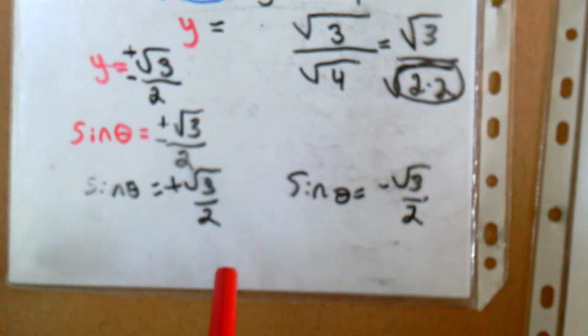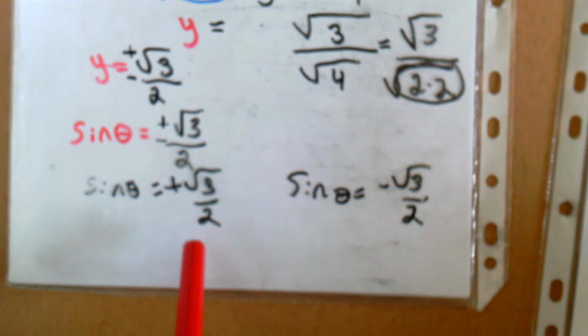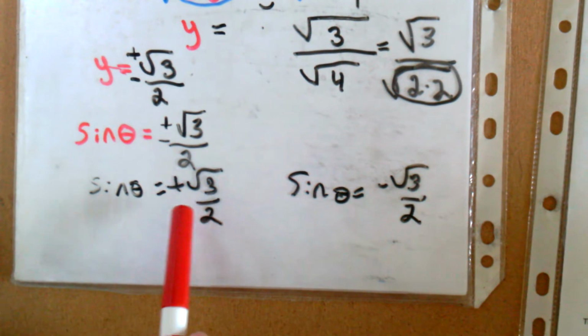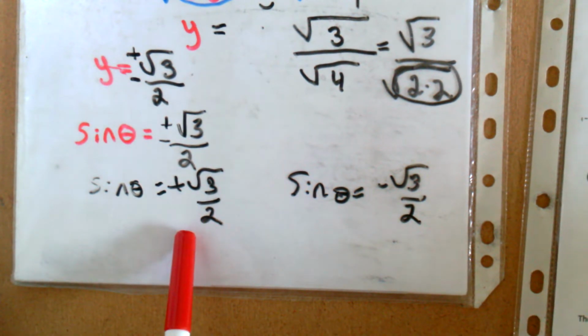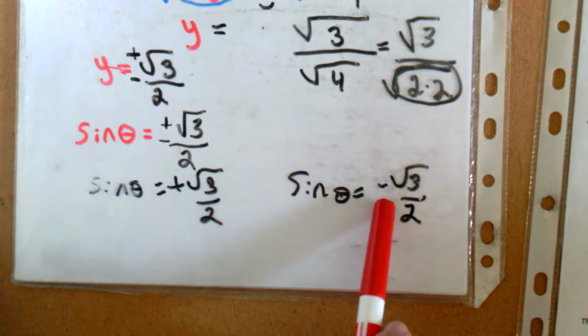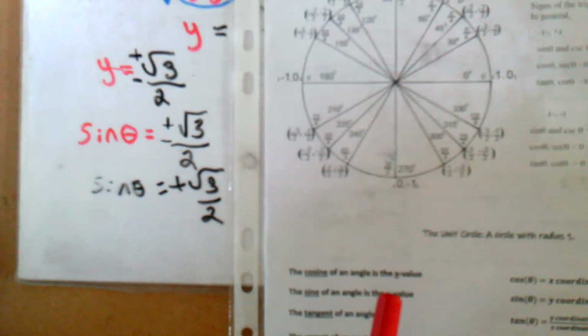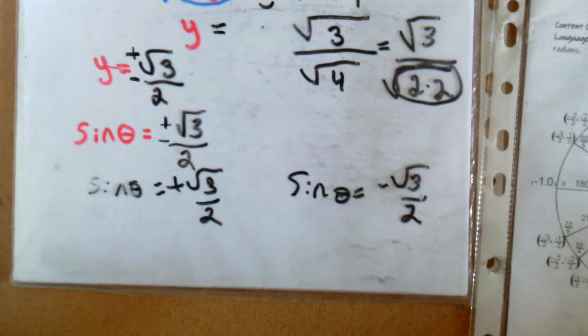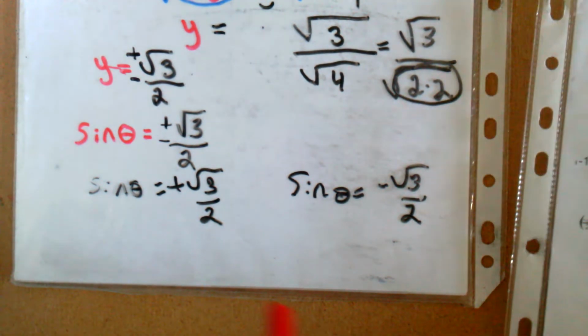Before I do this problem, I want you guys to try it on your own. Find an angle that makes sine positive square root of 3 over 2. And if you manage to do that, then try to figure out what angle makes sine negative square root of 3 over 2. So go ahead and pause the video and try it on your own first. Okay, so let's come back.